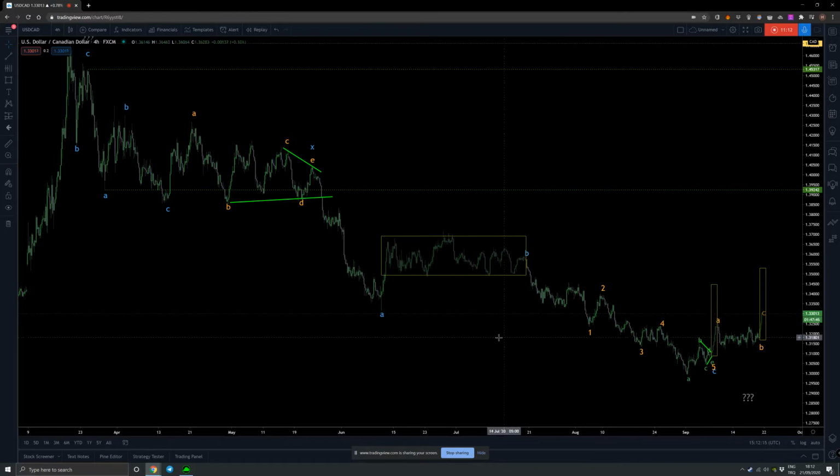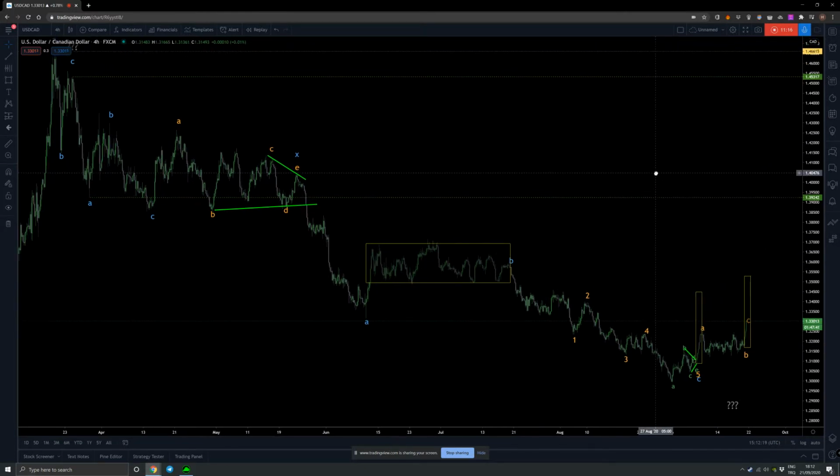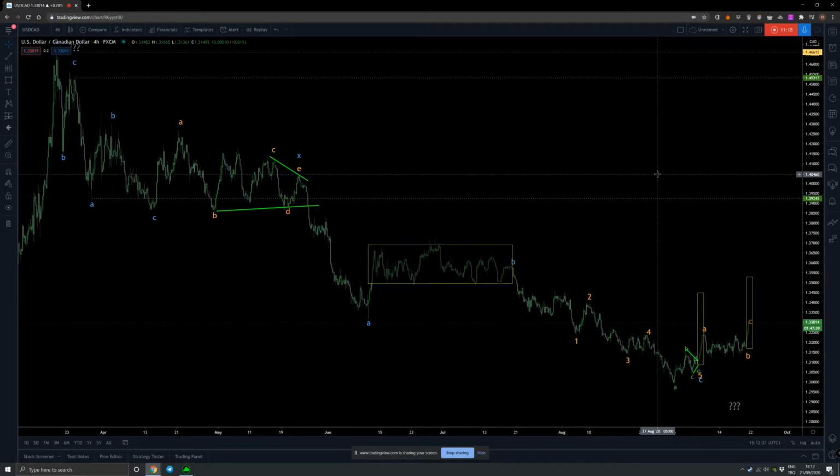Now, don't forget, especially when you're trading Elliott waves, and I cannot stress this enough, that it is very important to take constant profits and make the trades risk free. Because there are so many options that you can actually be right and lose money if you're not careful.